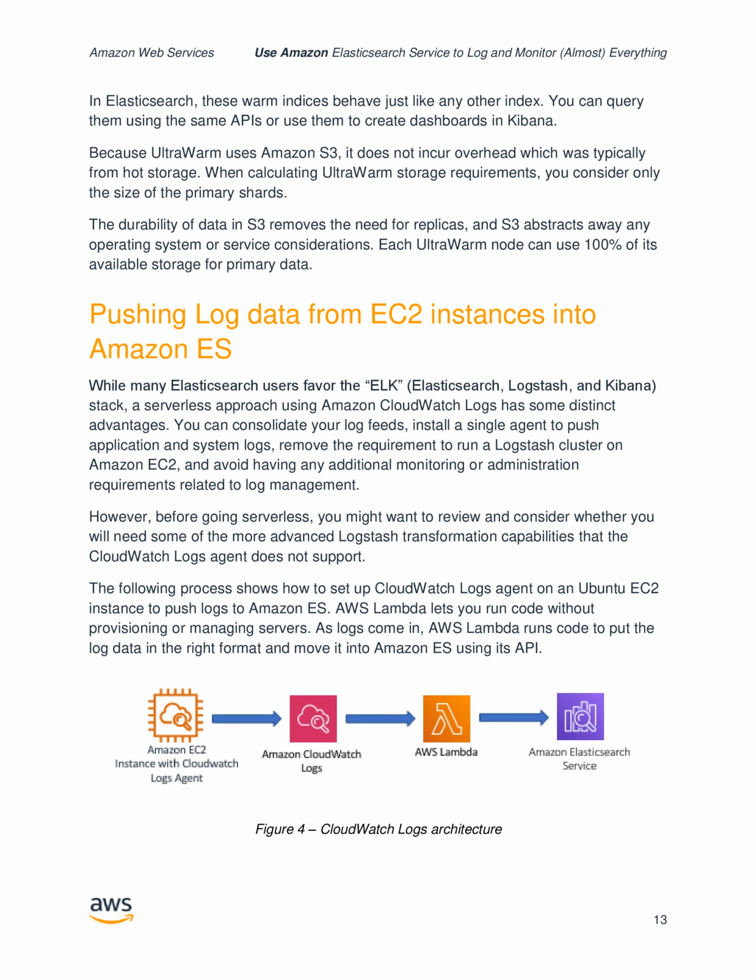In Elasticsearch, these warm indices behave just like any other index. You can query them using the same APIs or use them to create dashboards in Kibana. Because UltraWarm uses Amazon S3, it does not incur the overhead that was typically from hot storage. When calculating UltraWarm storage requirements, you consider only the size of the primary shards. The durability of data in S3 removes the need for replicas, and S3 abstracts away any operating system or service considerations. Each UltraWarm node can use 100% of its available storage for primary data.